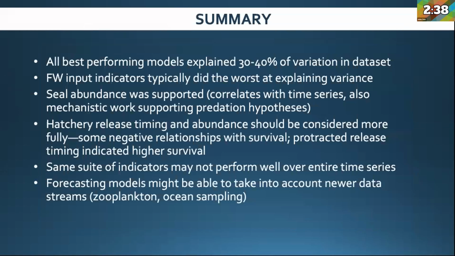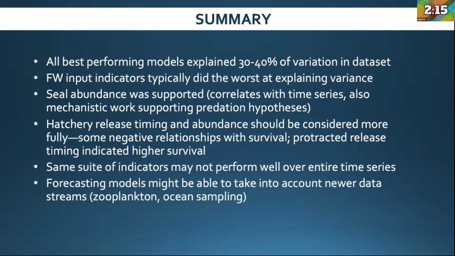So we only were able to explain 30 to 40% of the variation in the data set with our best model. So it's okay, but not great. I was a little disappointed. I was hoping it was going to be a little bit better. And our freshwater input indicators typically did the worst. Seal abundance was strongly supported. This correlates with the time series, but also mechanistic work supporting predation hypotheses.